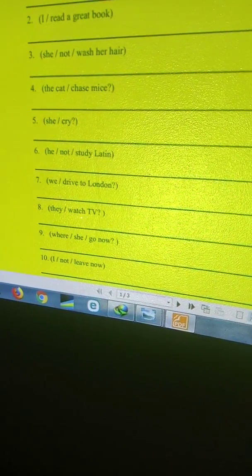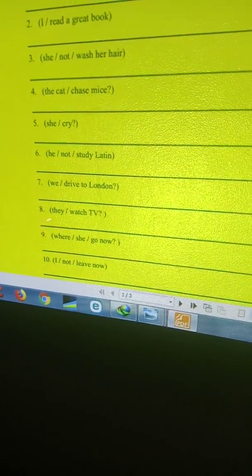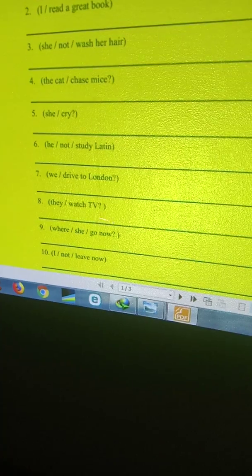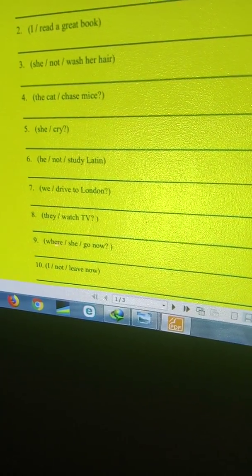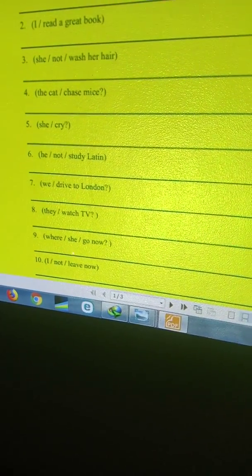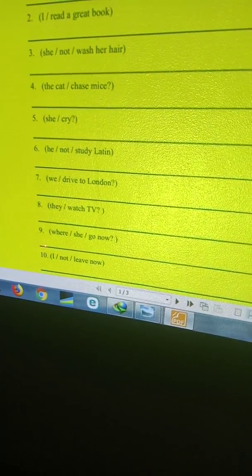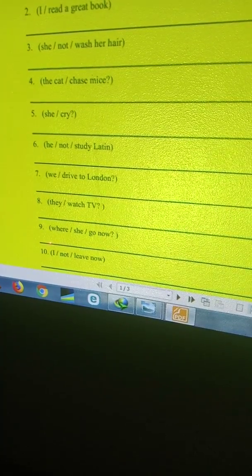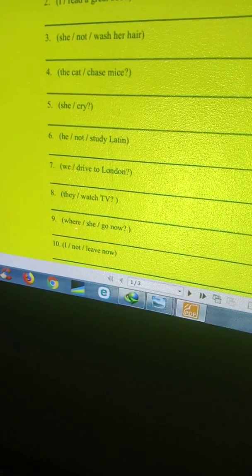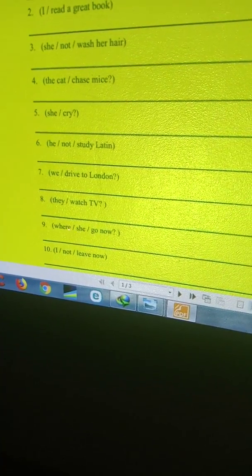Now, "They watch TV." So it's also in the interrogative. So what are we going to say? We start with the verb to be. "Are they watching TV?" And in here, look at sentence number 9. "Where she go now?" So what are we going to say here? We have the verb to be, so we have to start with the verb to be. We start with "where," so we're going to say, "Where is she going now?"